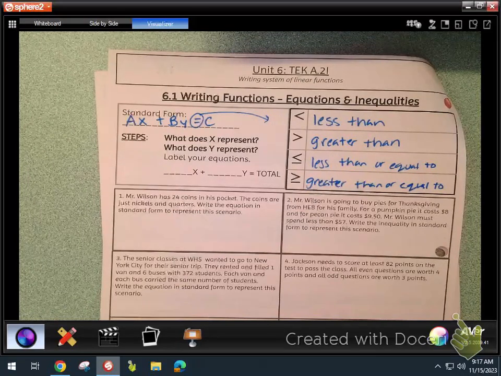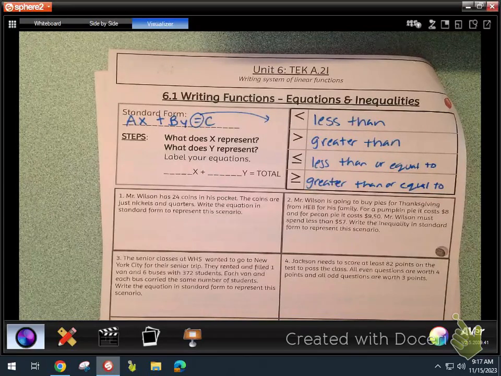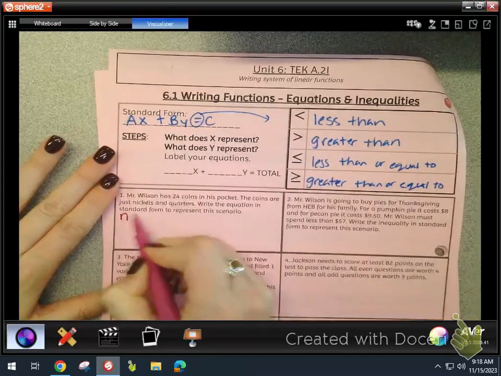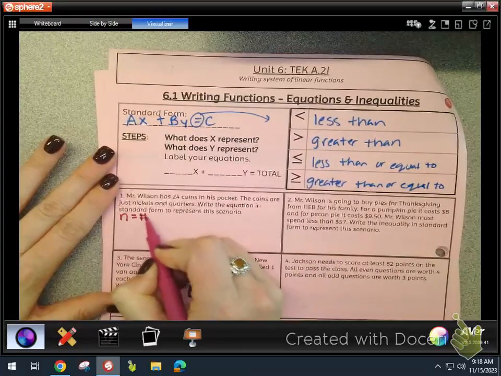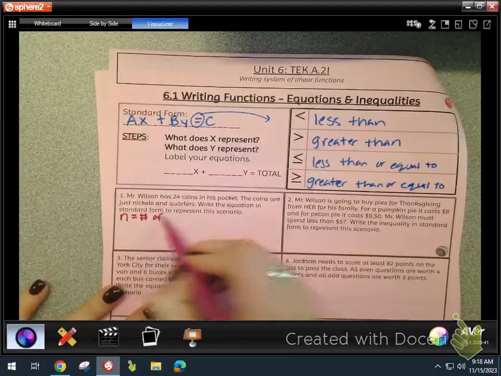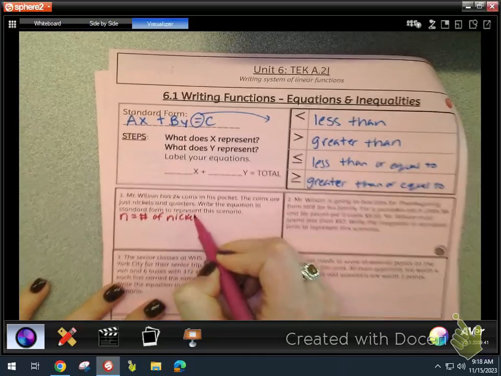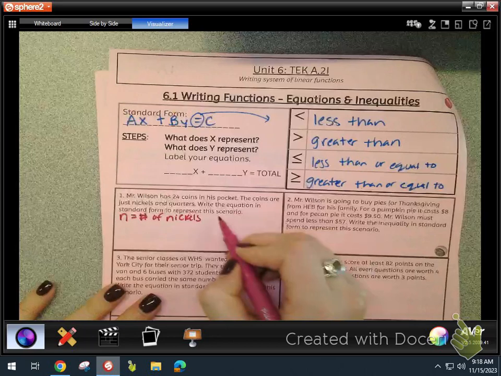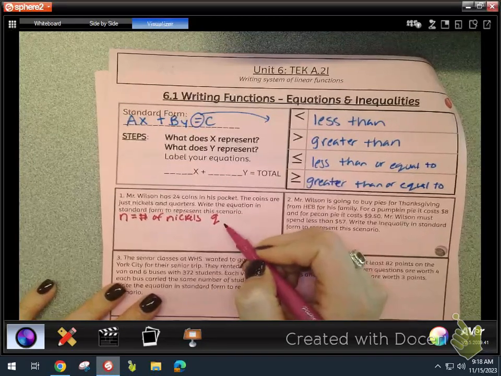Mr. Wilson has 24 coins in his pocket. The coins are just nickels and quarters. Those are 2 types of coins. Write the equation in standard form that represents the scenario. So what do we have? What 2 things do we have? Nickels and quarters. Okay, so let's let N, what was in the problem? The 2 types of coins. N is going to be the number of nickels that he has. And you can use whatever variables you want. Okay. I don't like O's because those look like zeros.